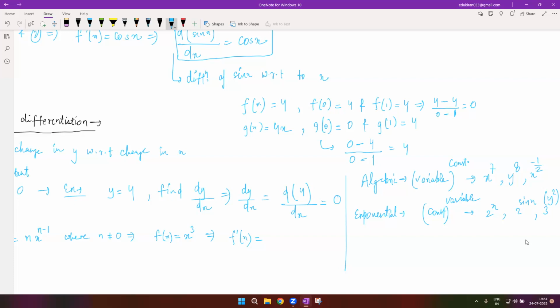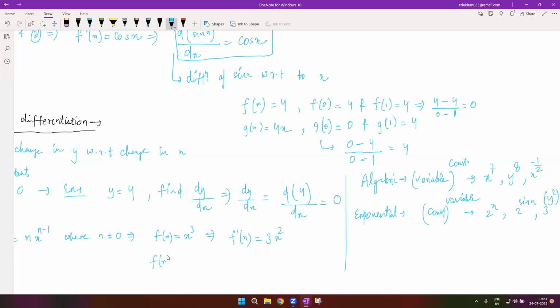So here I see f(x) equals x cube is given. x cube is an algebraic function. How do I solve it? I'll take the power outside. The power given is 3. So I'll take the power outside and reduce the power by 1. So f dash x is equals to 3x square.